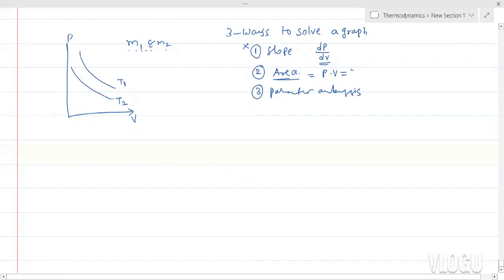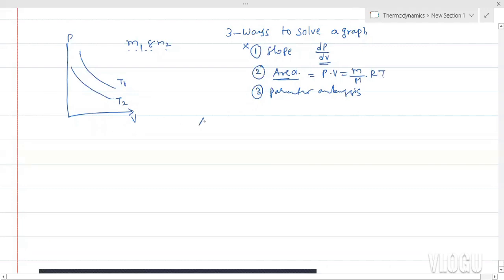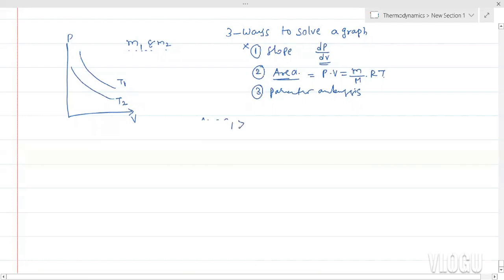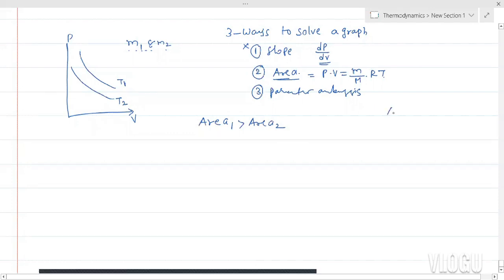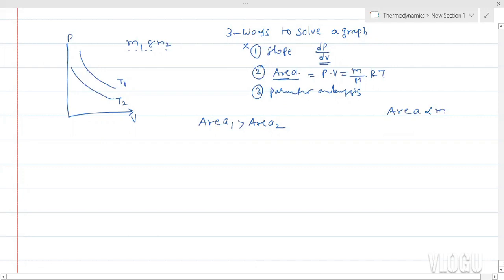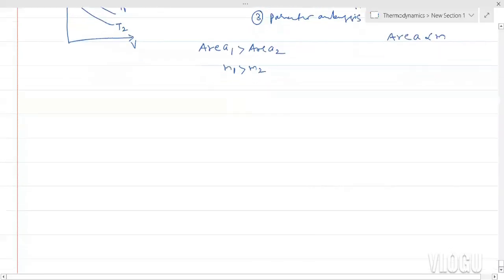So we are focusing on area, but our interest is PV equals nRT. Therefore from the graph, the area under the first curve is more than the area under the second curve. From the relation, area is proportional to small m, because for a given gas everything else is constant. So simply from there we will understand M1 is more than M2.